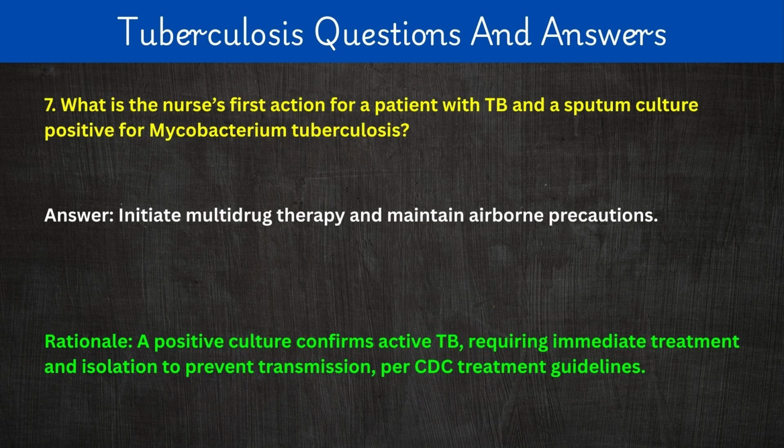7. What is the nurse's first action for a patient with TB and a sputum culture positive for Mycobacterium tuberculosis? Answer. Initiate multi-drug therapy and maintain airborne precautions. Rationale. A positive culture confirms active TB, requiring immediate treatment and isolation to prevent transmission, per CDC treatment guidelines.